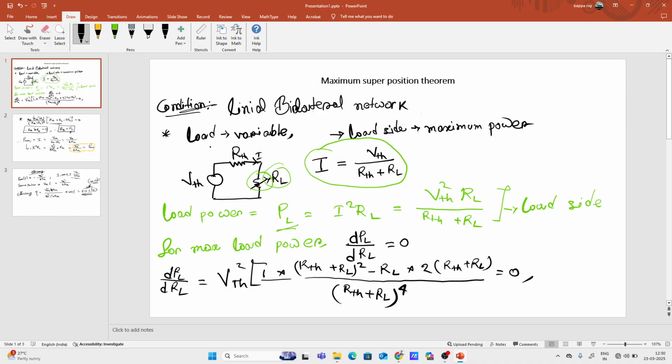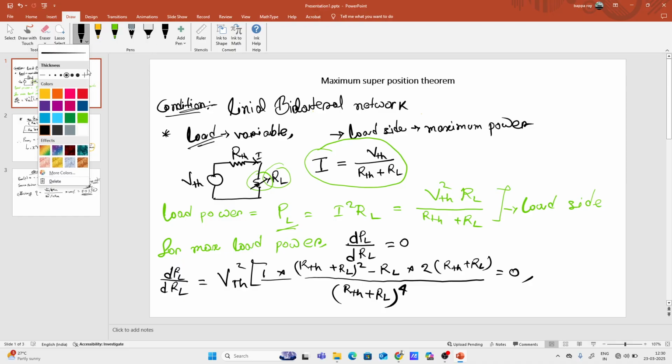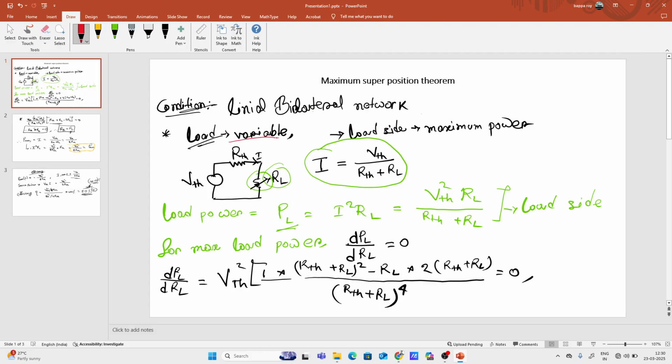And one thing is different, that is the load here. That is variable. Okay, variable load here. Here you can see everything is the same, almost like Thevenin's theorem, but the load here is variable. Okay, RTH is Thevenin's resistance, VTH is Thevenin's voltage.